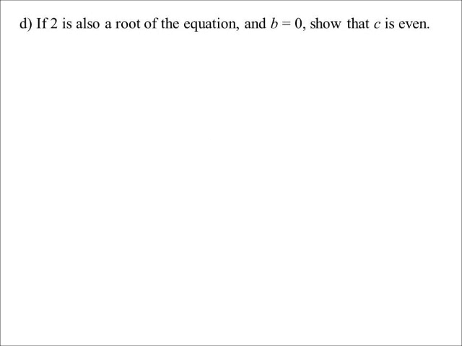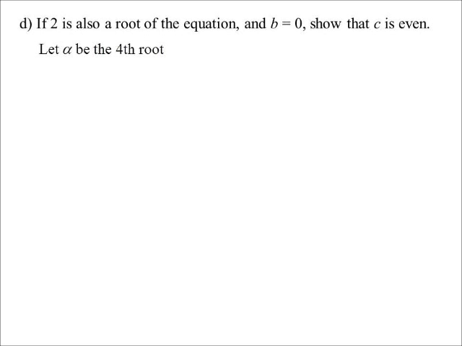If 2 is also a root in the equation, so we now know ki is a root, minus ki is a root, 2 is a root. So there's now only one root we don't know. B is equal to 0. We're going to show that C has to be an even number.